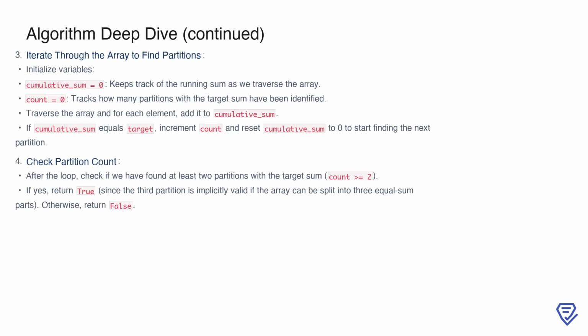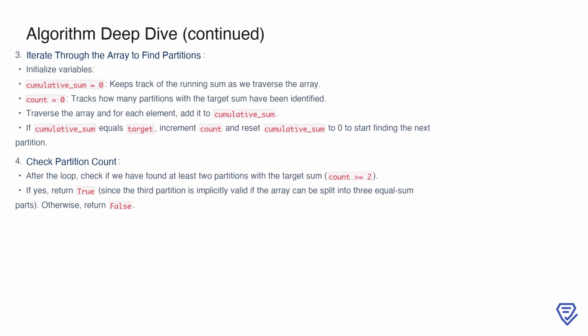To find the partitions, we start iterating through the array while maintaining 2 key variables, cumulative_sum, which keeps track of the running sum as we traverse, and count, which records how many partitions with the target sum have been identified so far. For each element in the array, we add it to the cumulative sum. When the cumulative sum equals the target sum, it means we've found a partition, so we increment the count and reset the cumulative sum to 0 to start looking for the next partition.